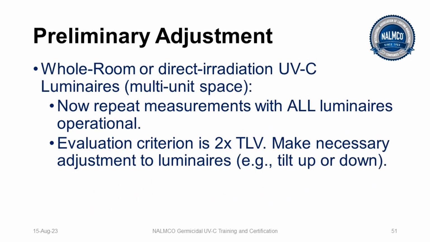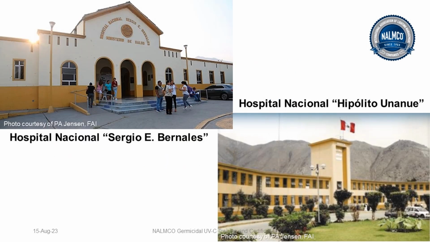And then we do our preliminary adjustment, and we'll have all the luminaires on, and we'll use the evaluation criterion, which is twice that of the TLV. So here's a little example. On the left is a picture of a Sergio Bernales Hospital in Peru. The picture on the right is Hipólito Unanue Hospital in Peru.